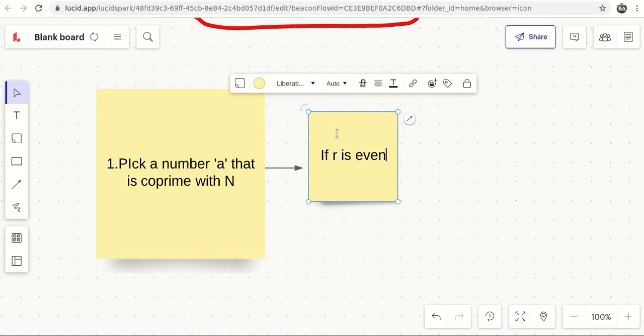If r is even, x equal to a raised to r by 2 mod n, and this is also a choice.